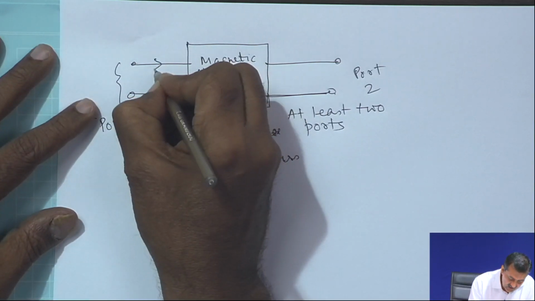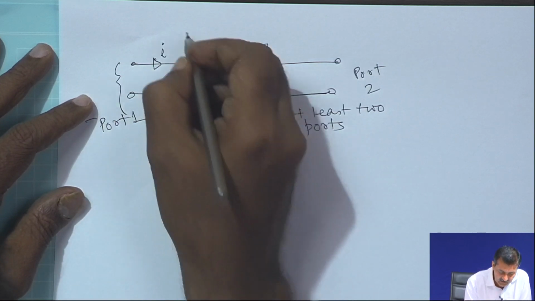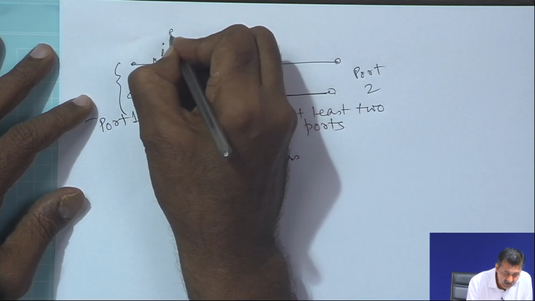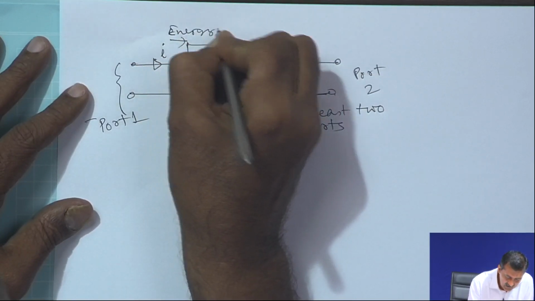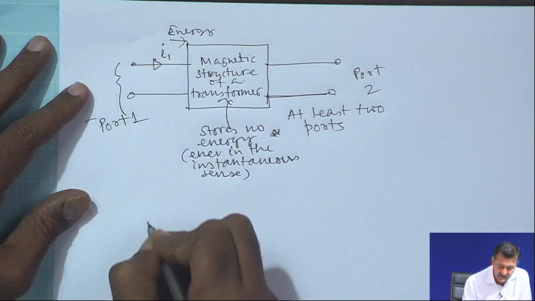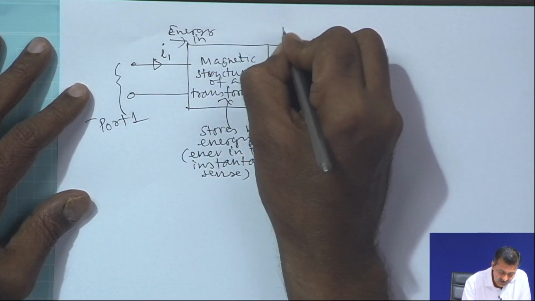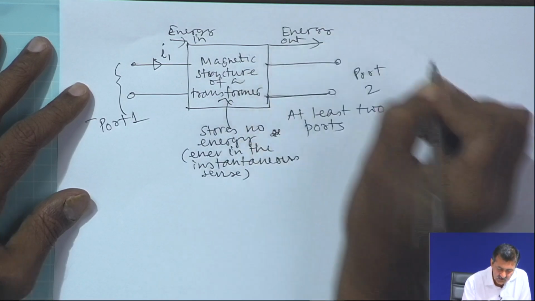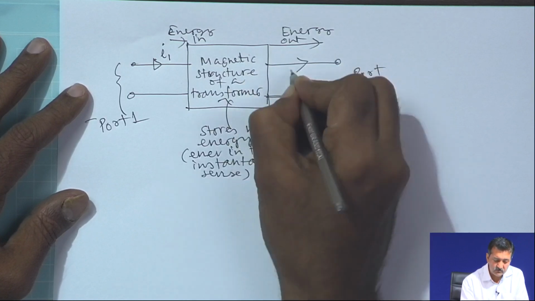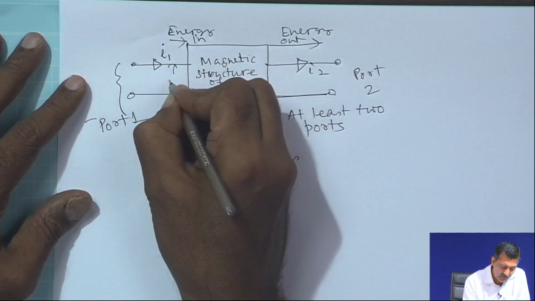So, when current I1 is instantaneously going in, the energy going in through port 1 must be going out. The energy is then going out through port 2, and energy also has to be a product of voltage.